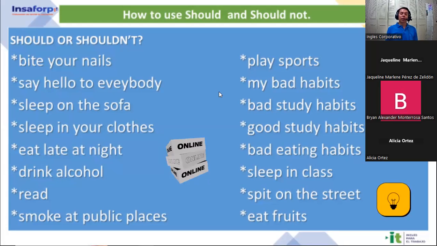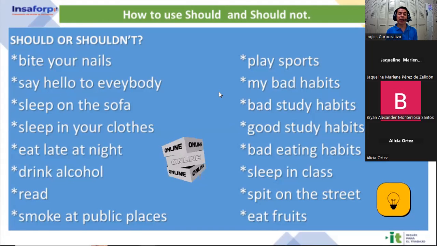Good. So here we have some bad and some good or appropriate or inappropriate acts. Actuaciones o hechos o cosas que uno hace que son buenas o son appropriate or inappropriate. So we want to use should or shouldn't, right? For example, the first one is said by your names. Comerse las uñas, right?